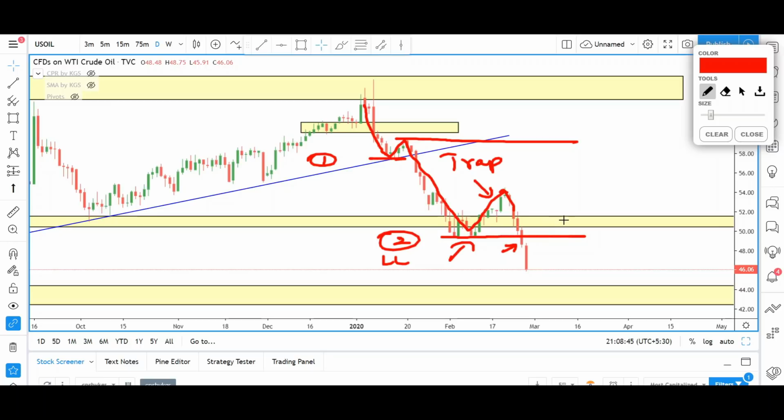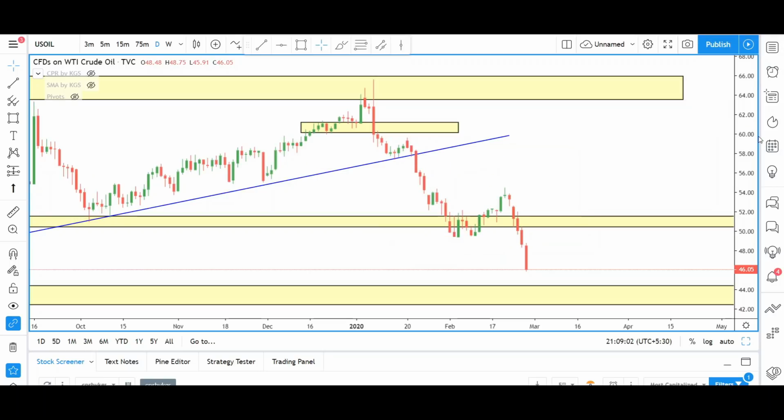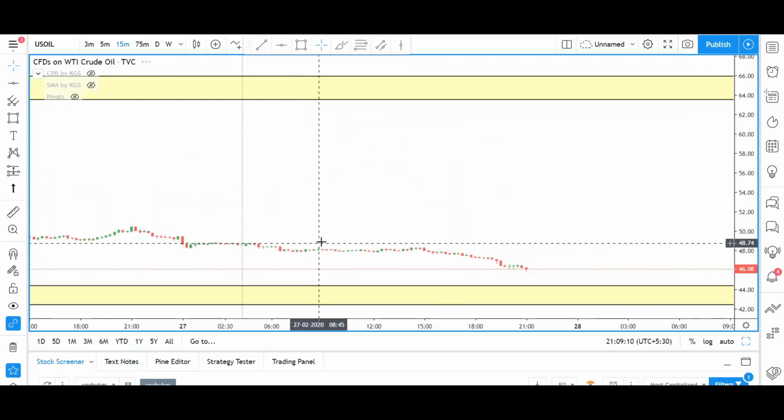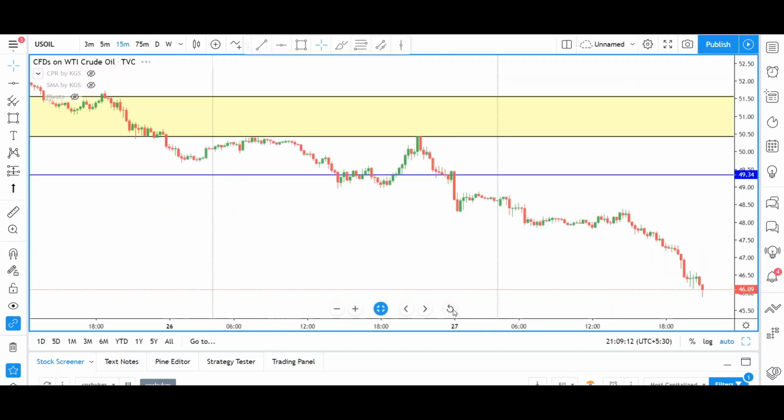So crude oil is down from yesterday. Crude oil is very down from yesterday. The overall trend is down from January itself, but crude oil is falling heavily from yesterday. Now what I will do, again I will draw a support in this lower low, and let's check in the 15 minutes time frame.